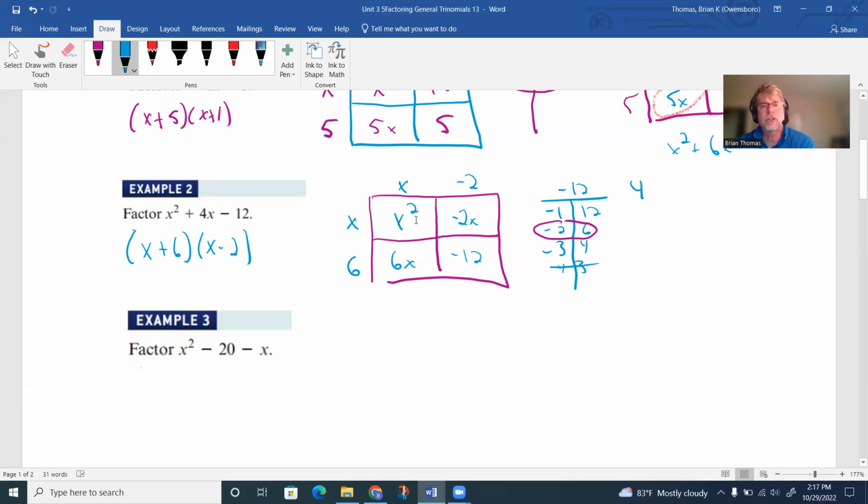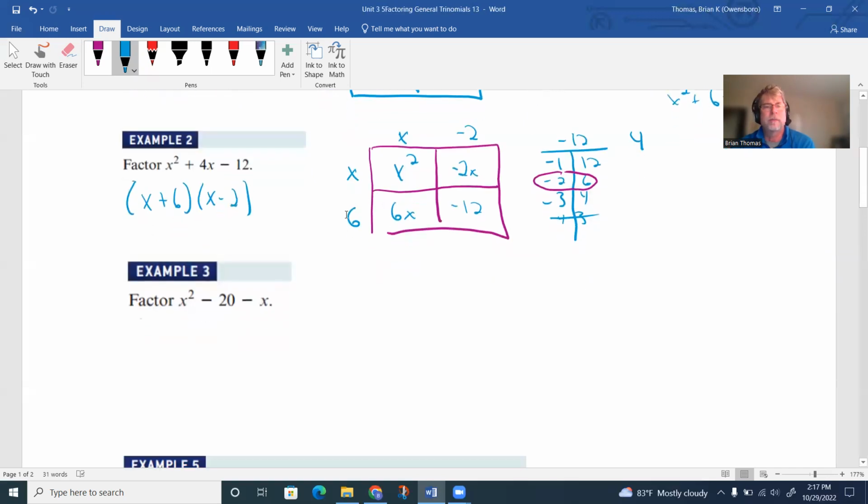Notice you also could use the GCF concept. What do an x squared and a negative 2x have in common? They would both have an x in common. What do a 6x and a negative 12 have in common? That would be a 6. So we are still using GCF strategies, but we don't necessarily have to think that hard if we don't want to. It's also a puzzle: if we can match the pieces, we can put it all together that way.